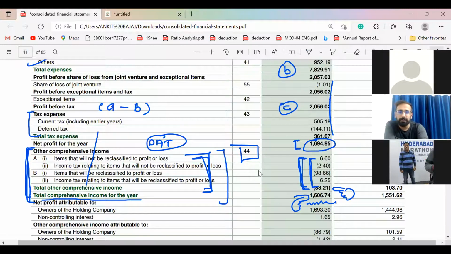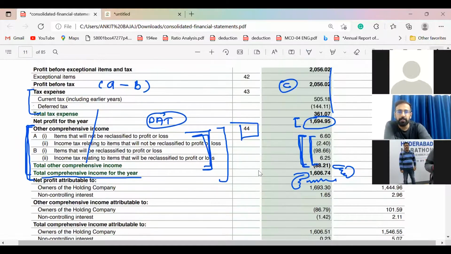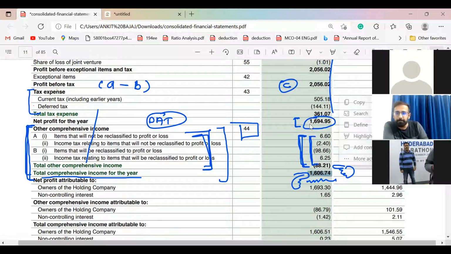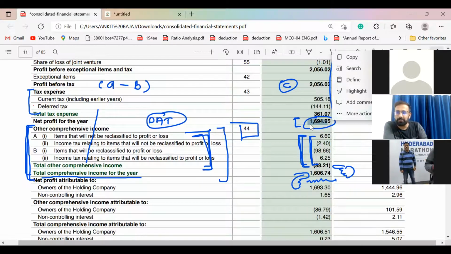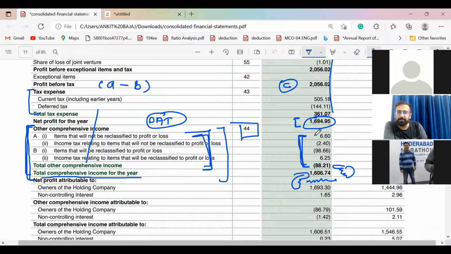So what we have to do, we have to remember these values, right? So here you can see comprehensive income total balance is given how much? 1,606, right? PAT is given how much? 1,694. We have to remember these values because I will be showing you the calculations in 1 minute. So if you see, PAT is given 1,694 and other comprehensive income balance is given 88. Right? It is, I think, 88. Wait. Yeah, it is 88. And there are these balances which we have to remember, right?